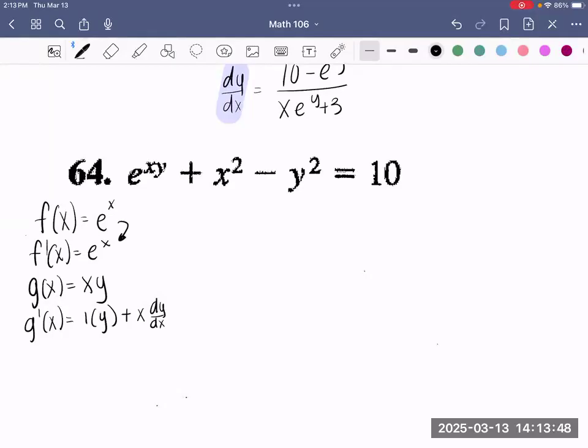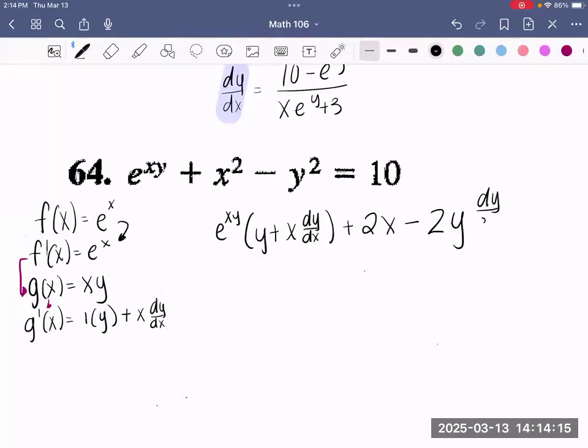And now let's put it all together for that first term. So we have e, and normally it would be e to the x, but keep in mind how that chain rule works. We bring these two ideas together and then multiply by the derivative. So we have e to the xy times y plus x dy dx. And now we can move on to your second term. So we have 2x minus your third term, 2y dy dx is equal to 0.